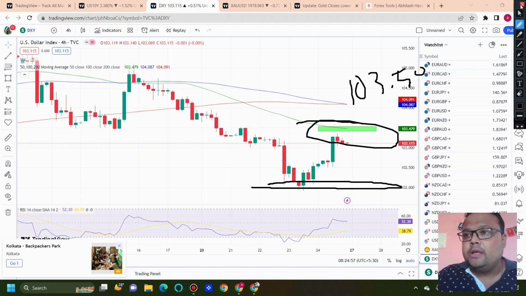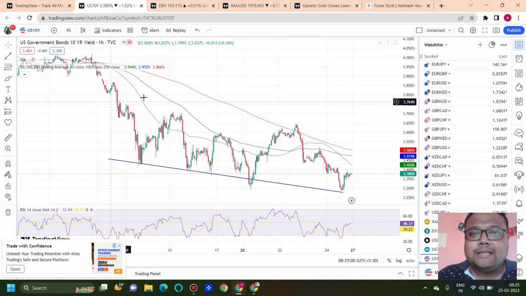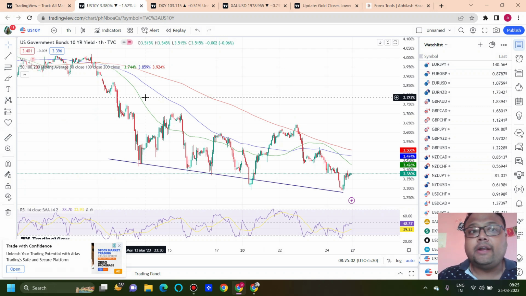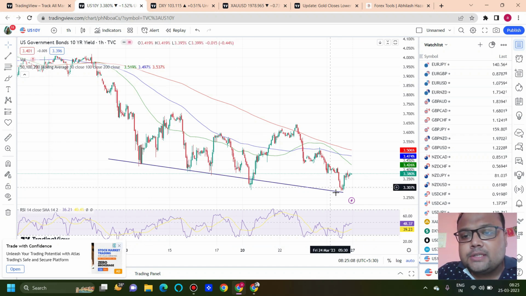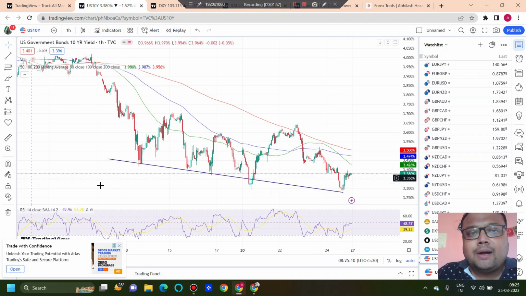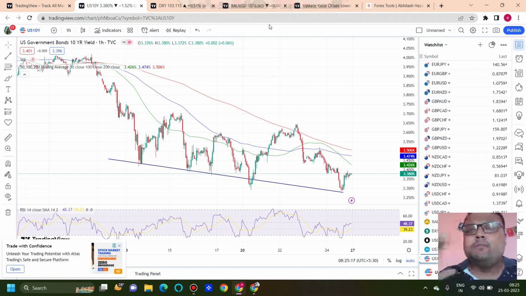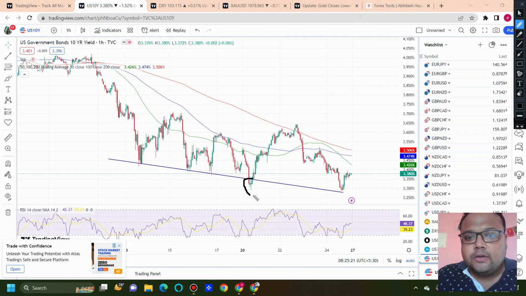Now, if we look at the chart of the US government bond, it has been playing a very critical role for all of us. In our previous video, we discussed the importance of the low here, because the market was constantly forming lower lows, and as a result, we were seeing extreme bullishness on the chart of gold. But this time, the US government bond did not break the previous low. Rather, it took support and it is trying to go up now.